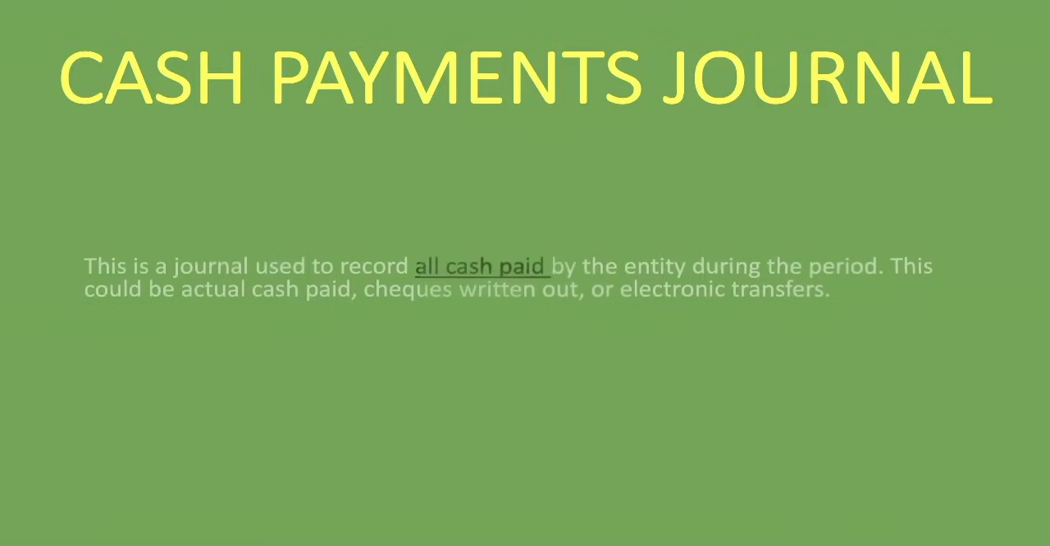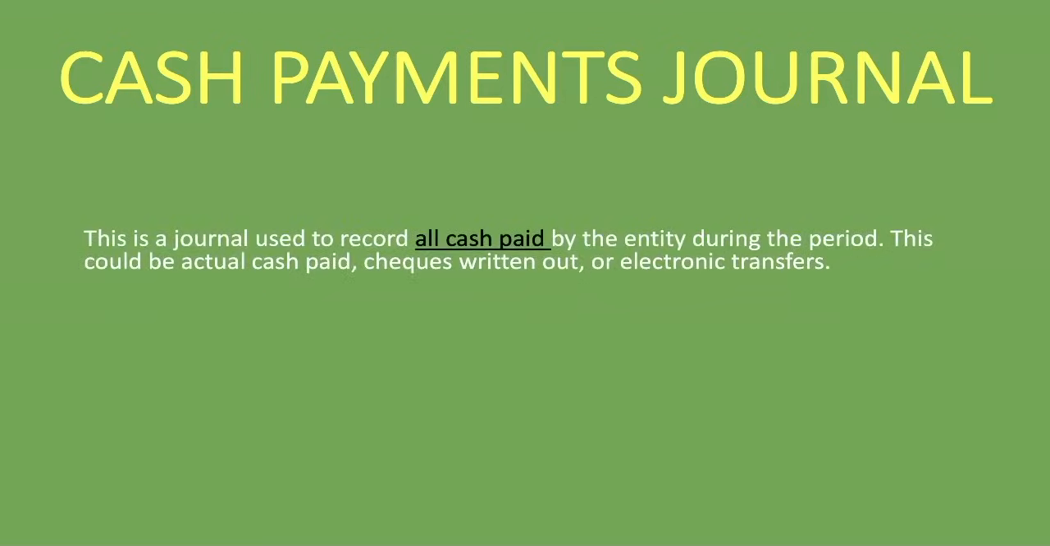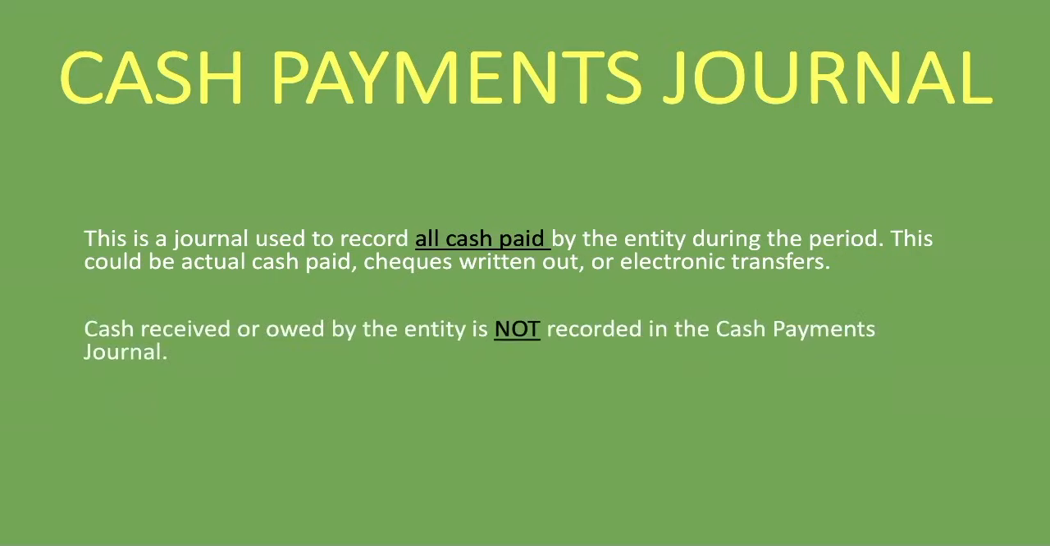So what is the cash payments journal? The cash payments journal is used to record all cash paid by the entity during the period. This could be actual cash paid, checks written out, or electronic transfers. So however the entity pays money out, that will be recorded in the cash payments journal. Now remember, cash received or owed by the entity is not recorded in the cash payments journal.